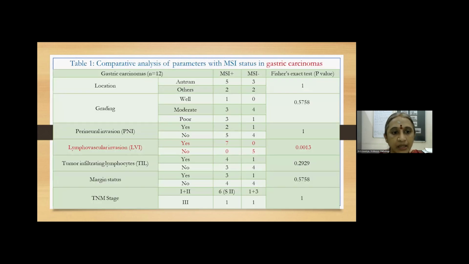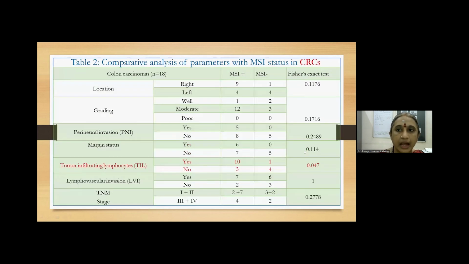So this is a table showing the parameters. In this, we can see that lymphovascular invasion, which was present in 7 cases, all showed positive association with microsatellite instability status, and the p-value was 0.0013, which was statistically significant. And in colorectal carcinomas, tumor infiltrating lymphocytes, which were present in 10 cases, were positive for microsatellite instability, and it was statistically significant with a p-value of 0.047.